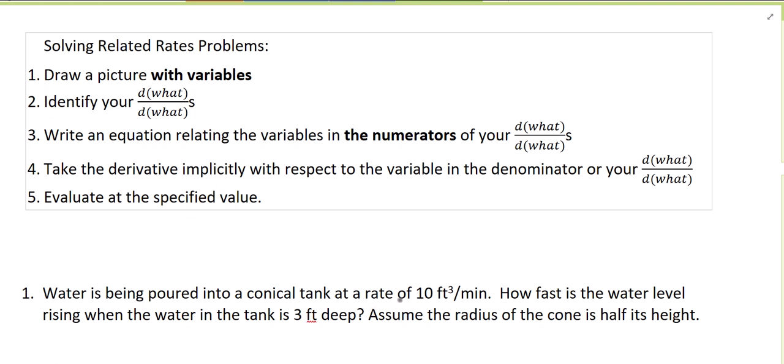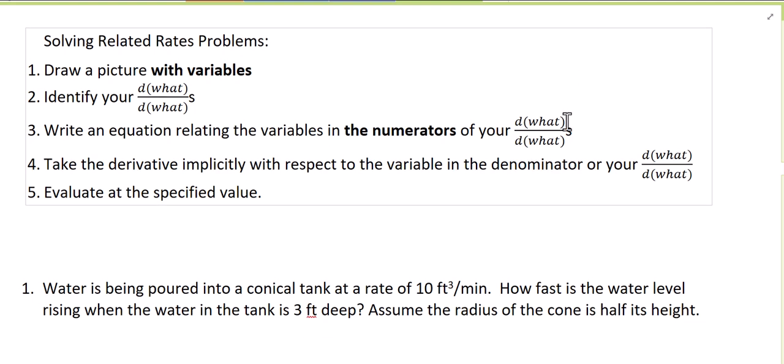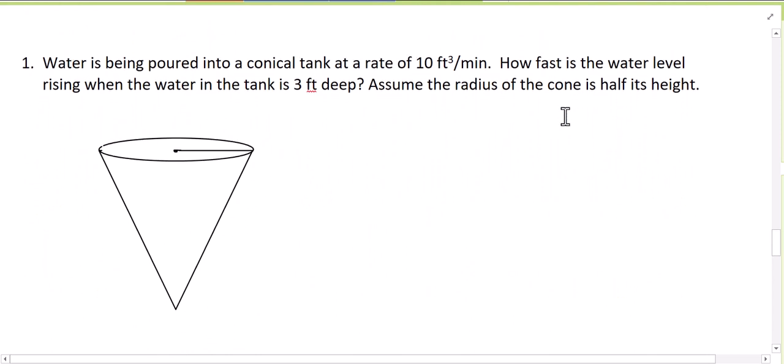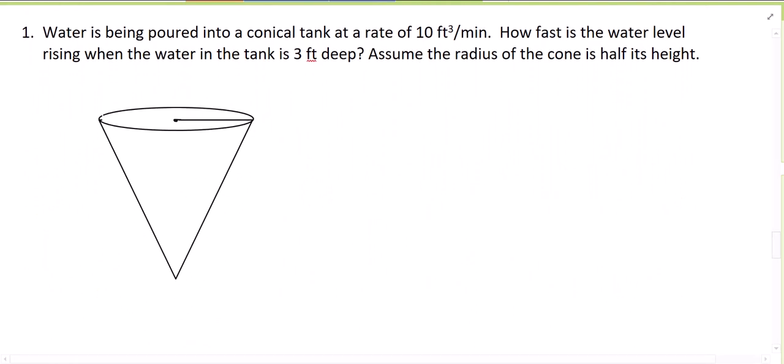So what shape do you have? What are we going to draw? We have a conical tank. And so let's draw that. So here we have a cone. I drew it this way because it has to contain water. It does say water, yes. So there's our picture with variables.